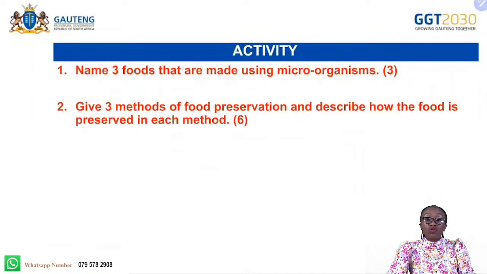Now, which brings us to our second activity. Question 1. Name 3 foods that are made using microorganisms for 3 marks, and give 3 methods of food preservation and describe how the food is preserved in each method for 6 marks. So I'm going to give you 4 minutes to do this activity. Then after 4 minutes, we will go through the solutions together.